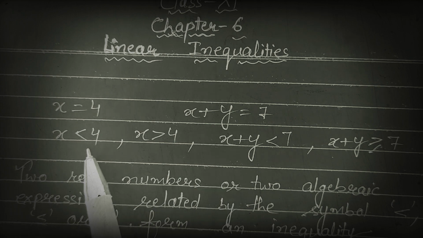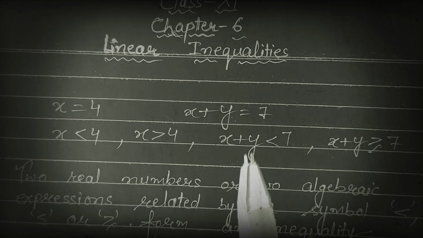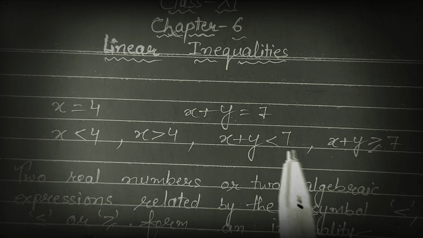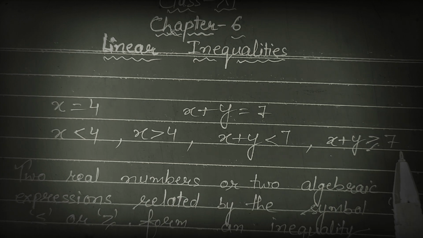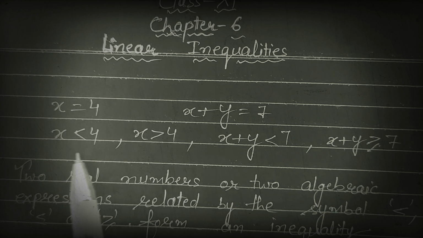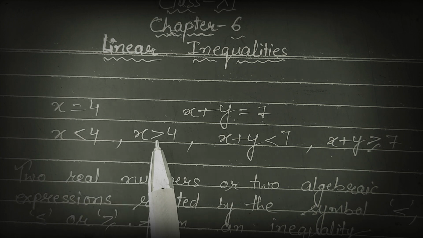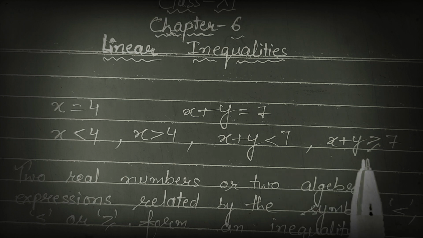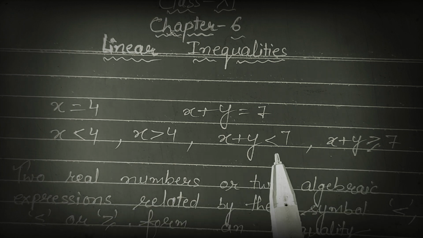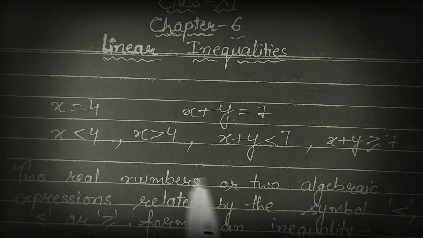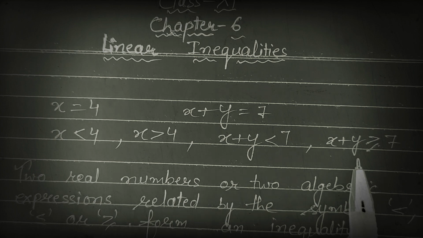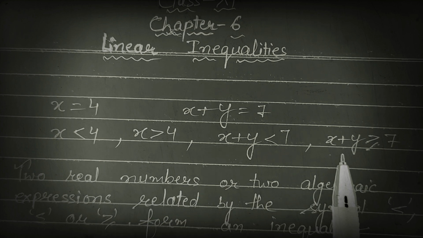Suppose x is less than 4, x is greater than 4, x plus y is less than 7, x plus y is greater than or equal to 7. These expressions are connected by less than, greater than, less than or equal to, or greater than or equal to. So these are called linear inequalities.